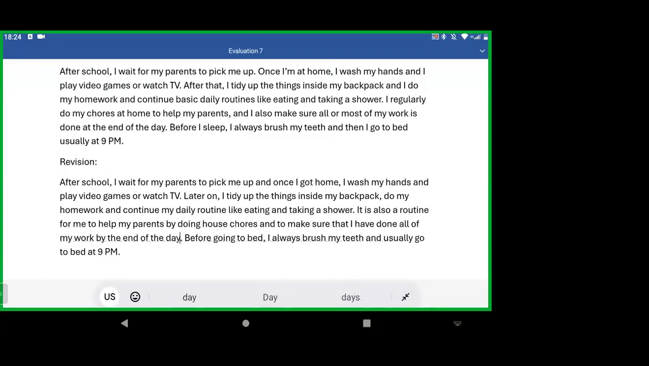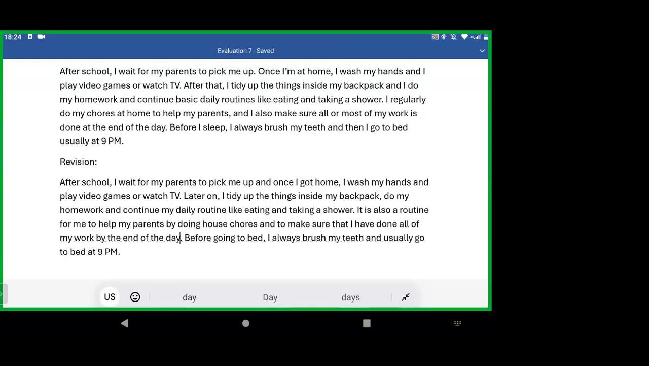So "by the end of the day" is actually a phrase for saying that we have done things before the day ends. So you can actually say, "I regularly help my parents by doing house chores." It's actually okay. Like the first sentence, "I regularly do my house chores at home to help my parents." It's almost the same. It's just how you phrase that sentence.